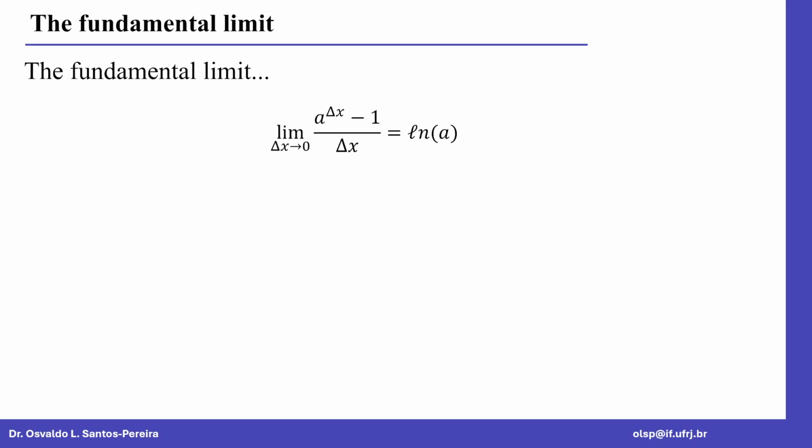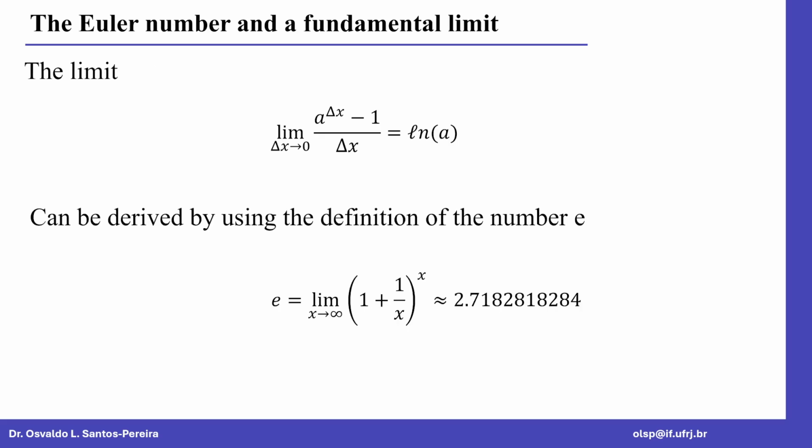We shall now return to the pending matter of demonstrating the fundamental result employed in our earlier derivation. Specifically, we seek to prove that the limit, as delta x tends to 0, of the quantity a to the power of delta x minus 1 divided by delta x is indeed equal to the natural logarithm of a. The limit we have just utilized can be formally derived from the fundamental definition of the constant e. As shown here, e is defined as the limit, as x tends to infinity, of the quantity 1 plus 1 over x, all raised to the power of x.